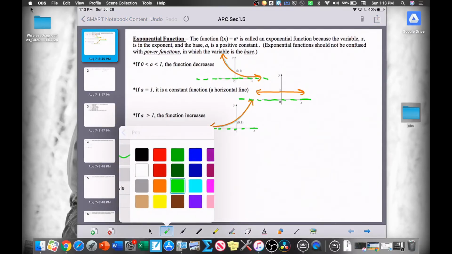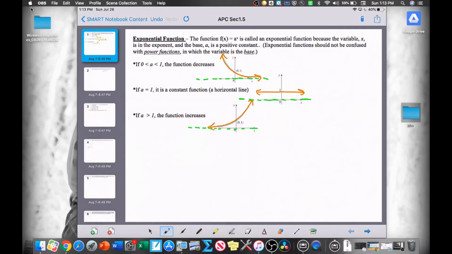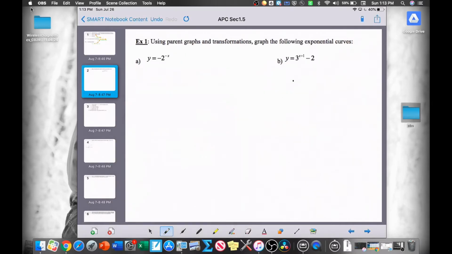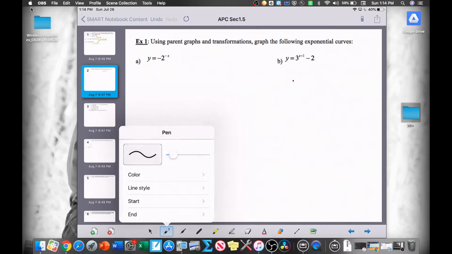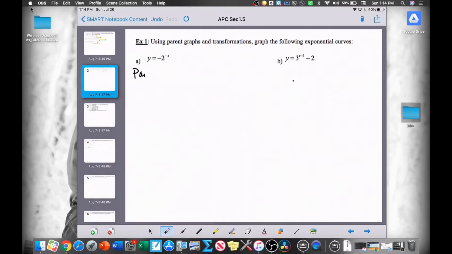Let's take a look at our first examples. In example 1, they want us to use parent graphs and then the transformations on those parent graphs to graph the following exponential curves. So let's take a look first at letter A. Our parent graph for letter A would be the function y equals 2 to the x.